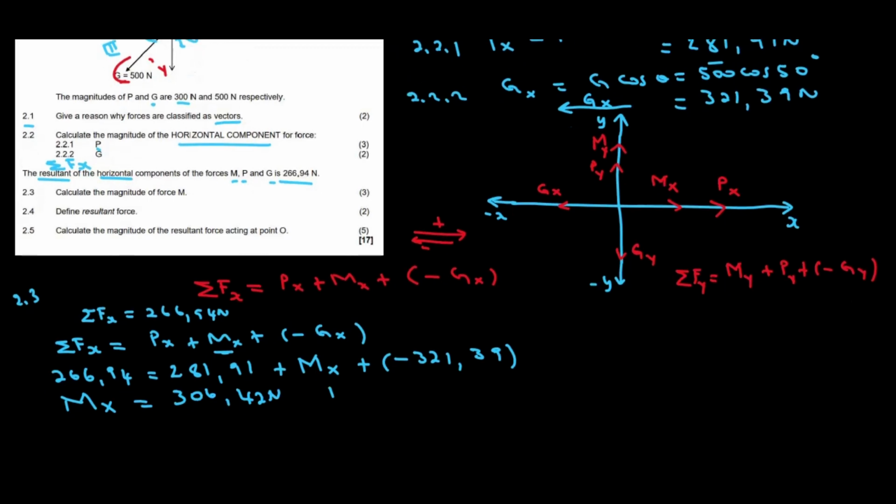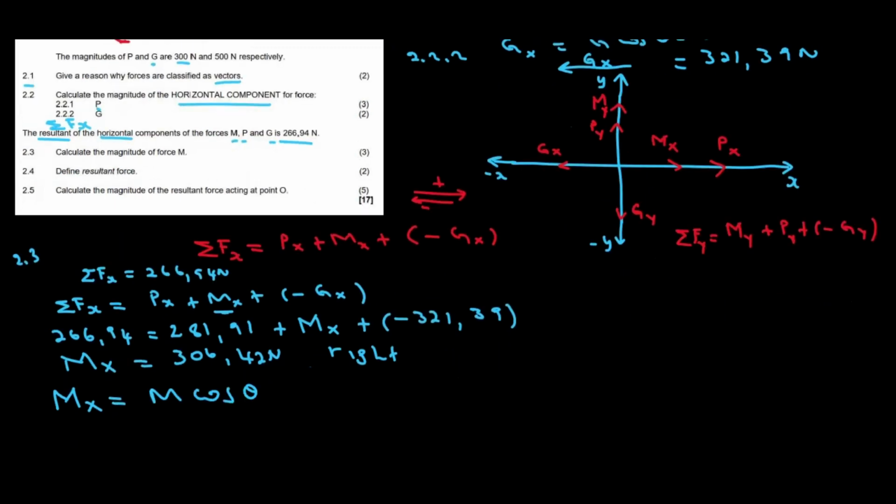Okay, we could, if we like, to the right. Okay, but note this is the horizontal component of M, not yet the magnitude of M. Okay, so we can then say M in X is the magnitude of M cos of the angle theta. Right, so we just calculated that M in X is 306.42 newtons, and this equals M cos of the angle.